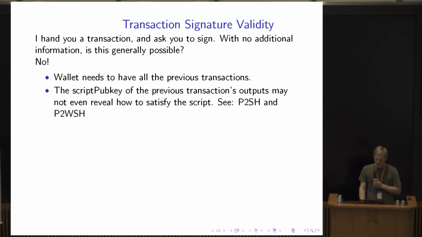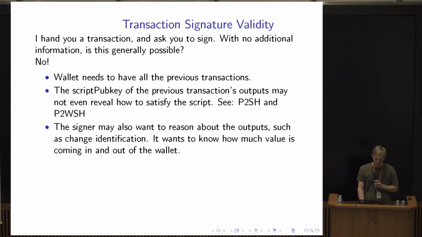And besides that, the previous transactions isn't even enough. For example, if you're signing a P2SH or pay to witness script hash, then the signer doesn't even necessarily know what the actual script is. It's a hash of a script, right? So it might not have any clue.